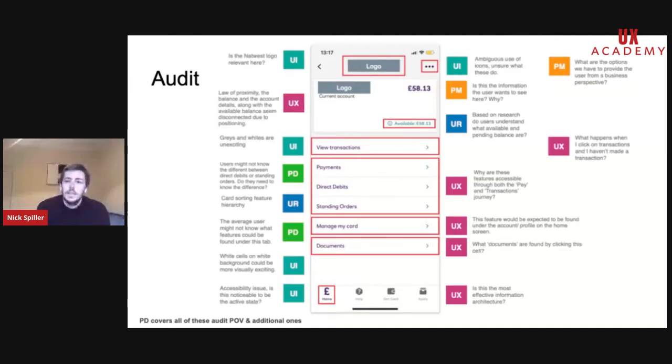So here is just a breakdown of the actual design audit in place, just from the different standpoints. If I could get the next slide, please.